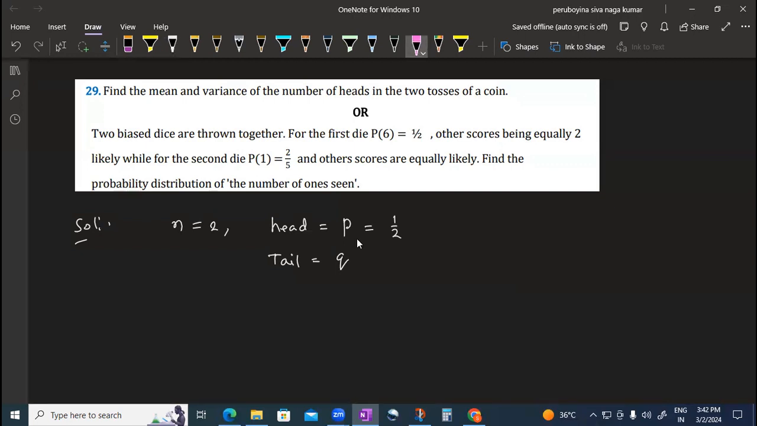So how to decide success and failure? According to what is asked, you have to decide. It is asking about head, so that will be the success. So head will be P, and the other event, tail, will be Q. And you know tail probability is also 1 by 2. You know that when a coin is tossed, getting head is 1 by 2 and getting tail is also 1 by 2. And it is tossed twice.